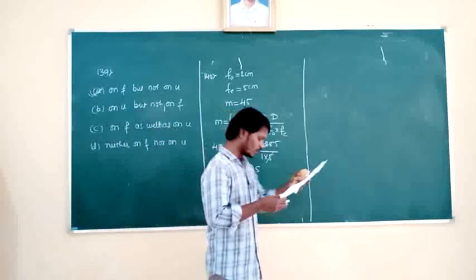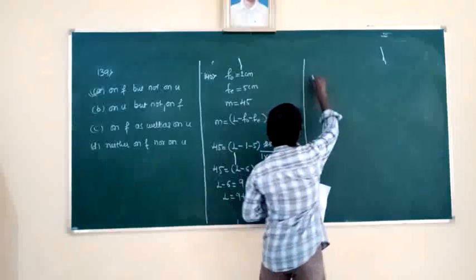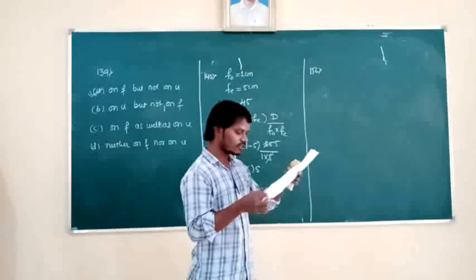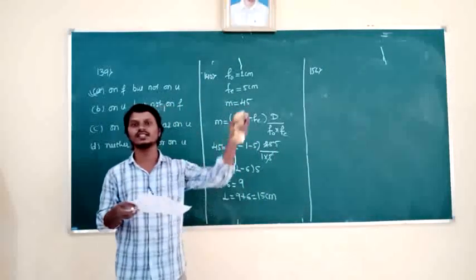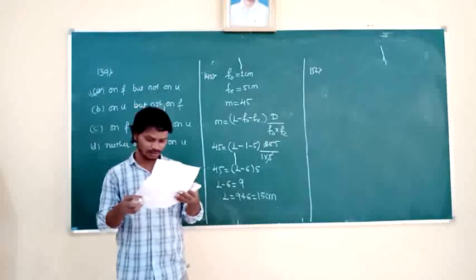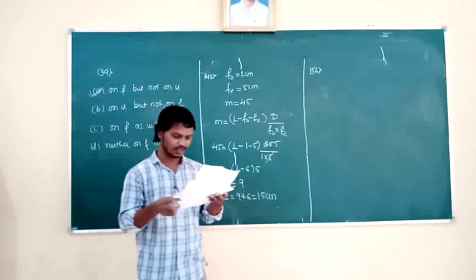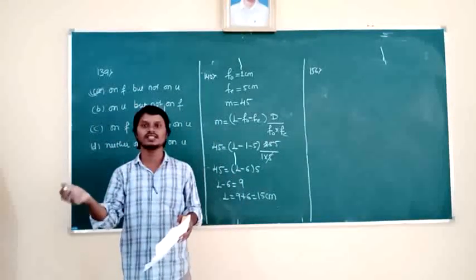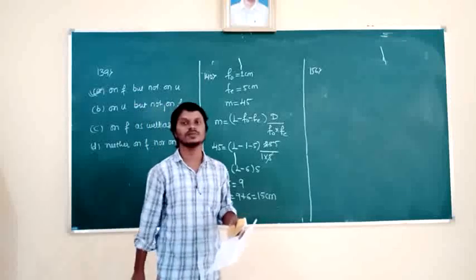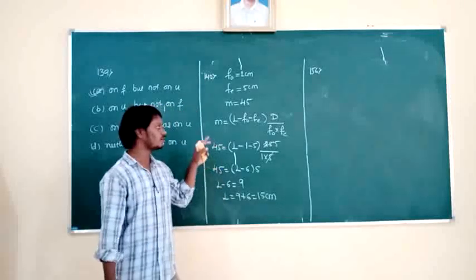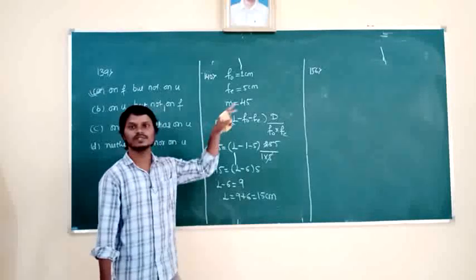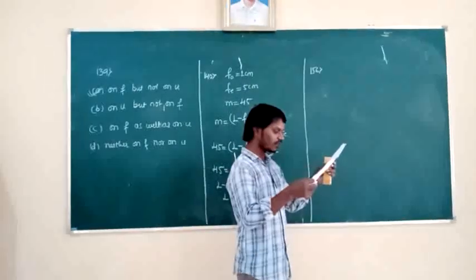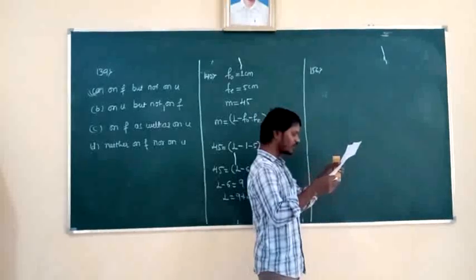Next, question number 156. The focal lengths of the lenses of an astronomical telescope are 50 centimeter and 5 centimeter. In case of a telescope, the objective lens has the large focal length and the eyepiece has the short focal length. But in case of a compound microscope, the objective lens has the short focal length and the eyepiece has the large focal length.